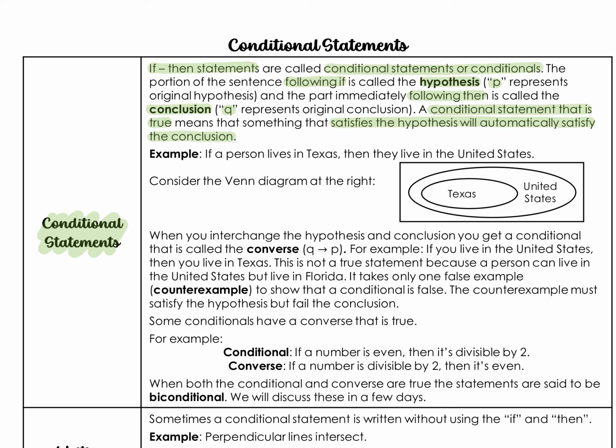Okay, so our example for that is if a person lives in Texas, then they live in the United States. And we also have a Venn diagram kind of illustrating that for us.